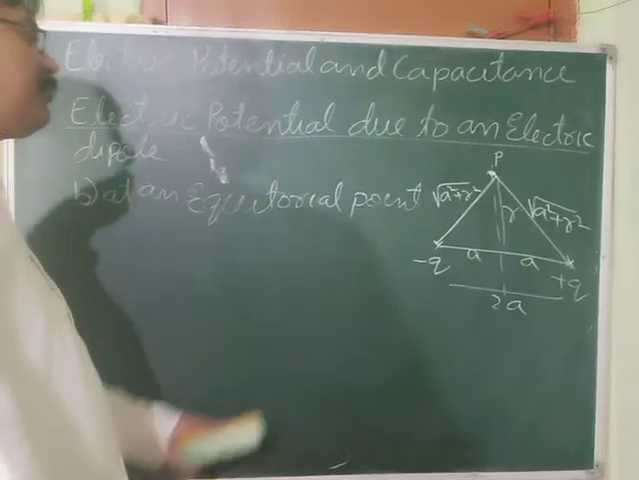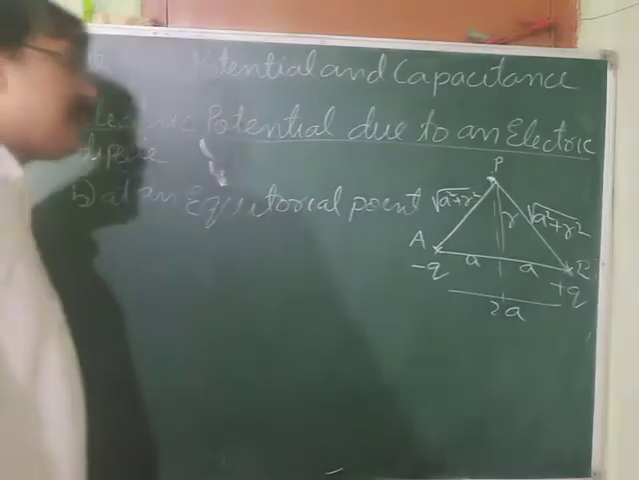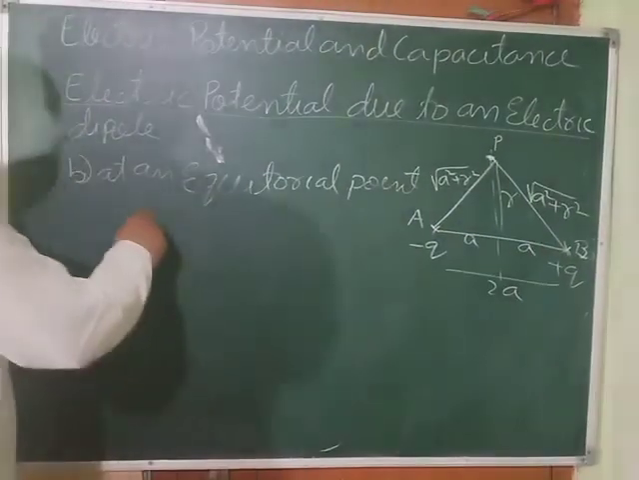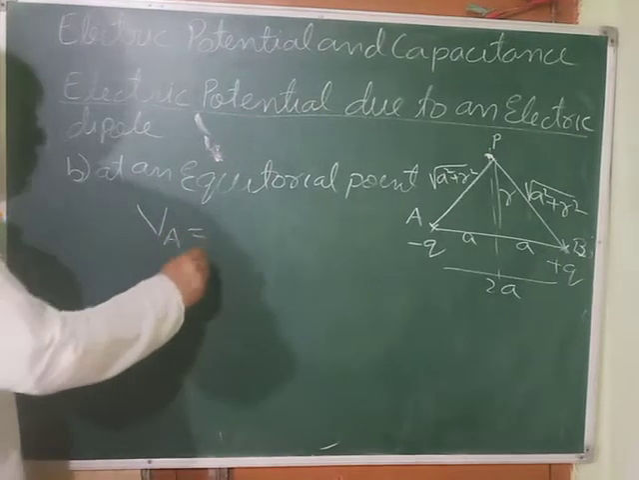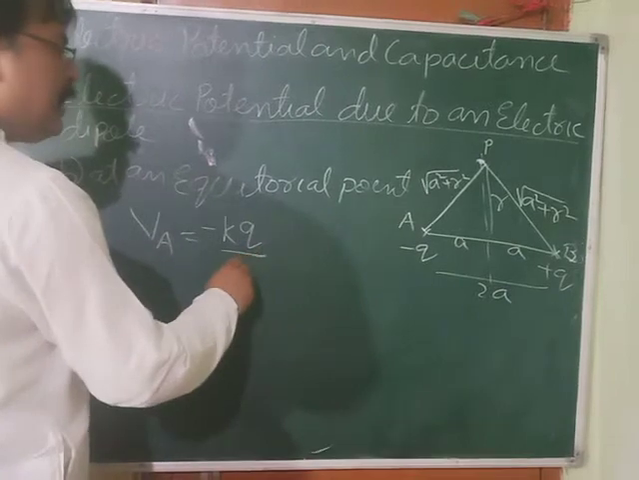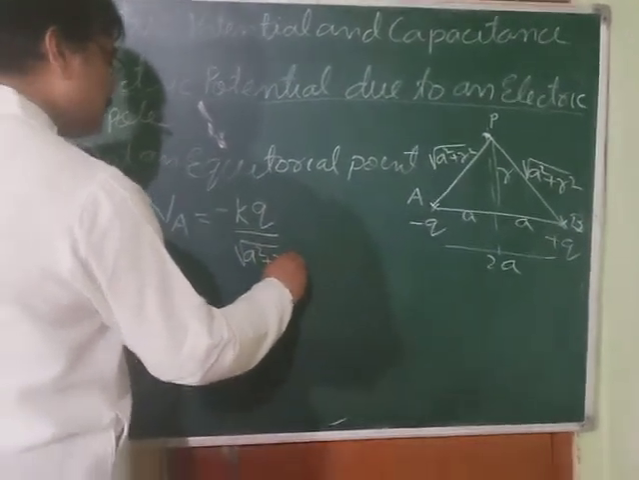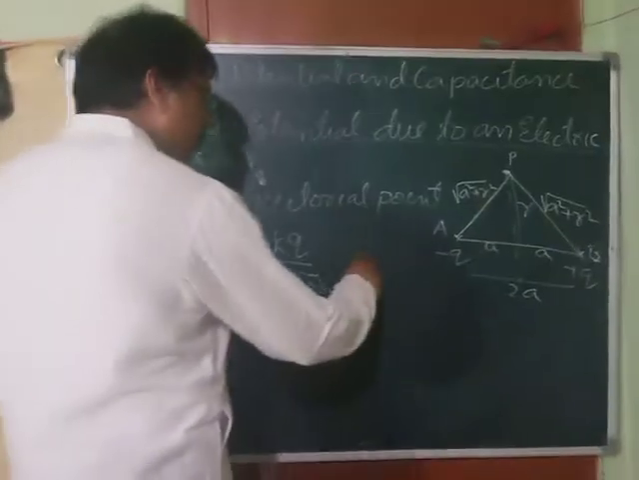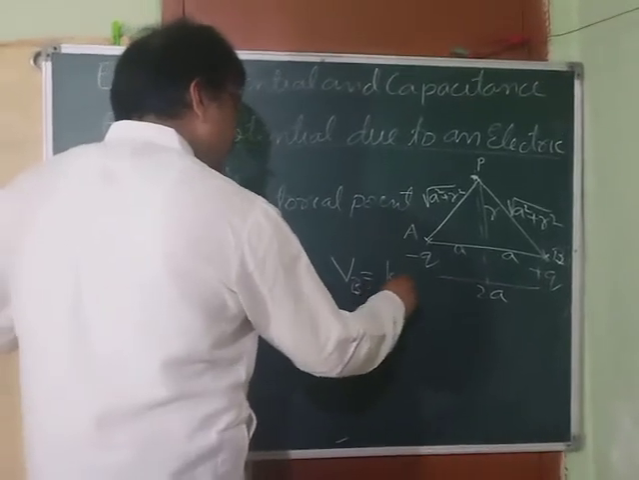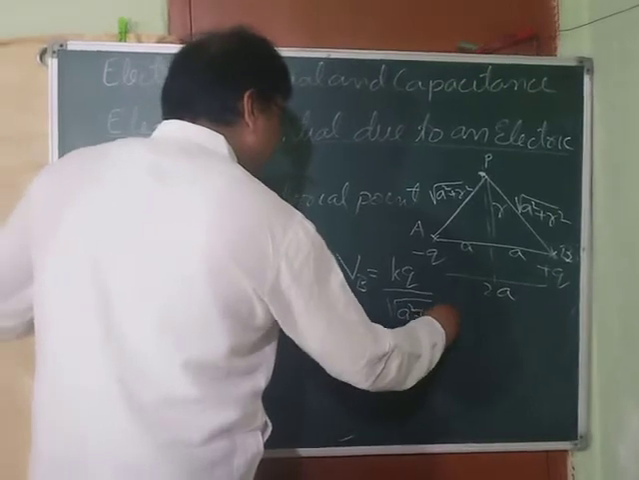Now we have to find out the potential. Let us mark this A and B. So the charge at point A will have its potential at point P equal to, we can write the formula, VA is equal to K minus Q upon the distance, which is square root of A square plus R square. What about the potential due to the charge at B at point P? It is KQ upon square root of A square plus R square.